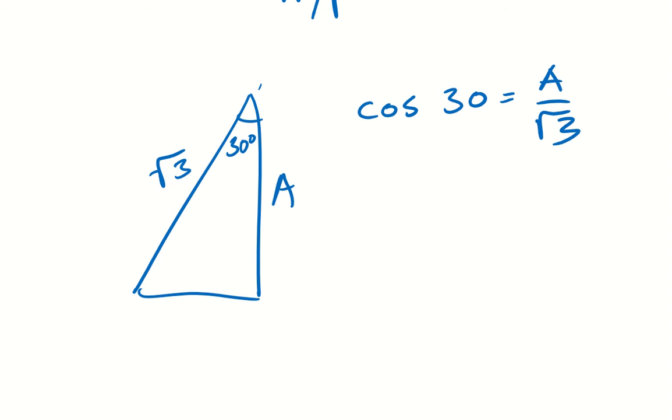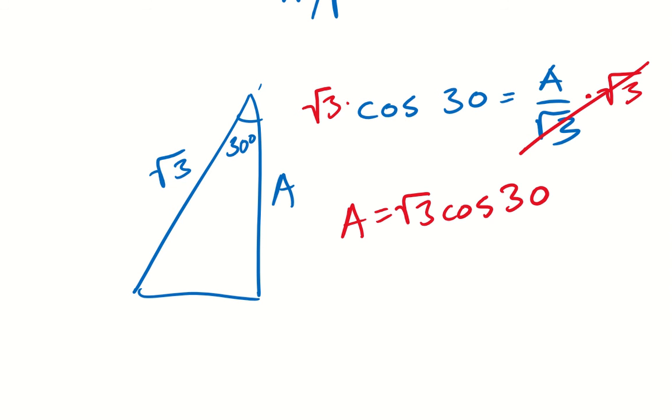Now we just need to do a little algebra. In fact, it's just one step. We're going to multiply both sides by the square root of 3, just to get rid of this square root of 3 here. These two cancel. And then you have A equals square root of 3 times cosine of 30.